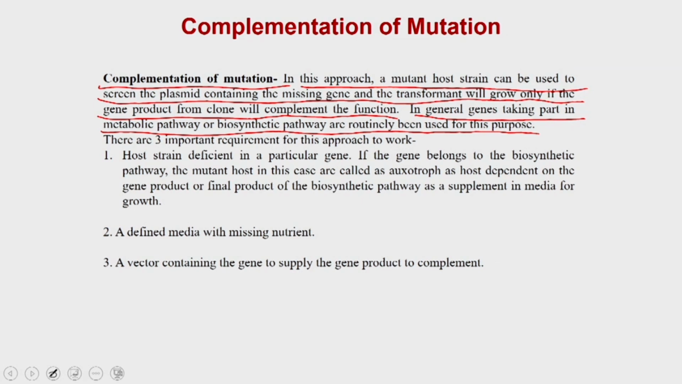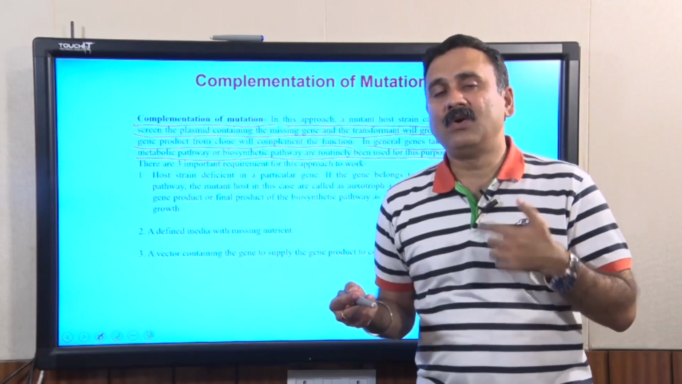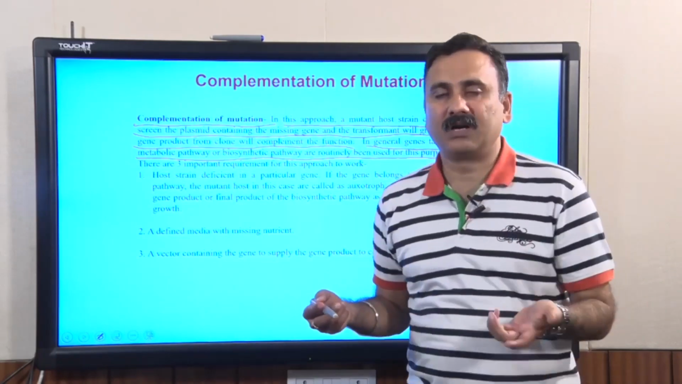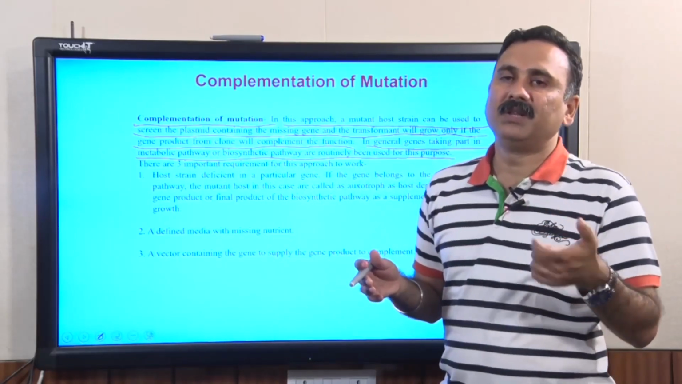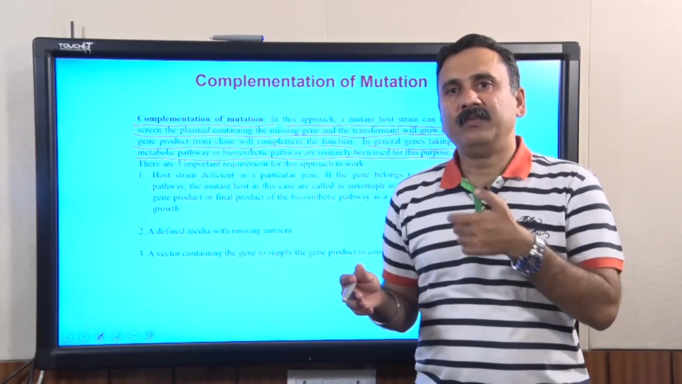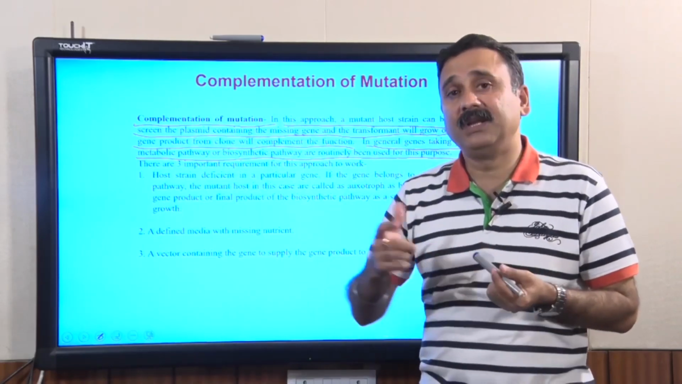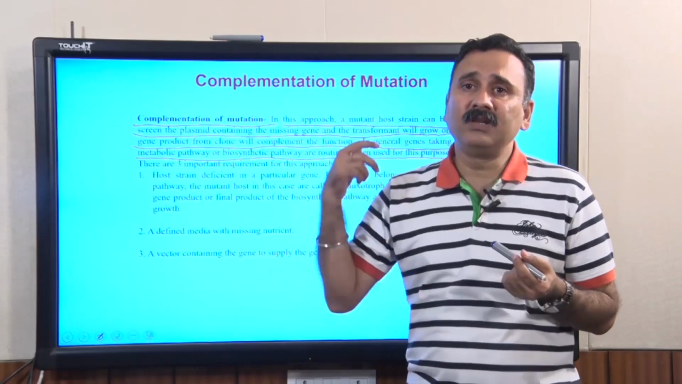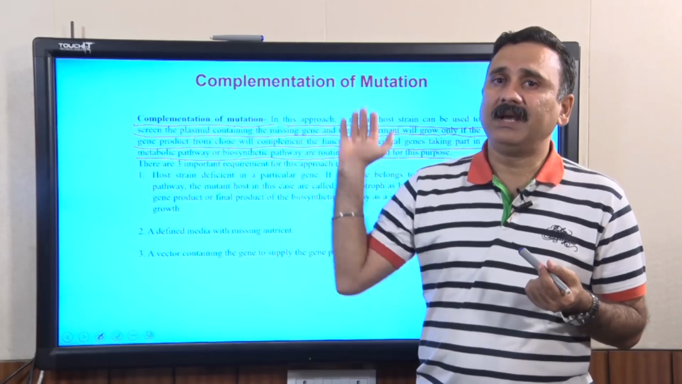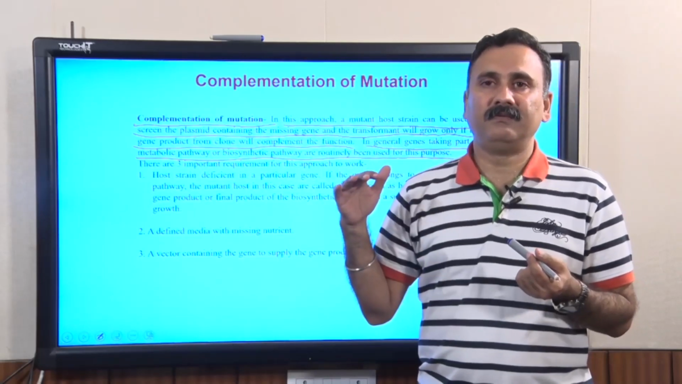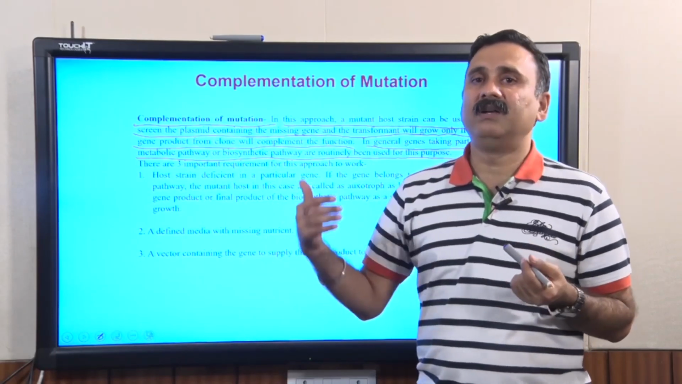In the complementation of mutation, you have a host strain which cannot synthesize a particular gene product. For example, you may have mutations within the uracil biosynthesis pathway, or in some of the essential amino acid biosynthesis pathways. In those cases, until you supply the particular functional gene from an externally supplied vector, the host is not going to survive in a deficient medium.